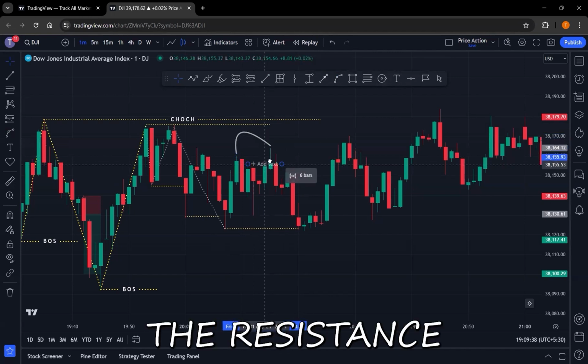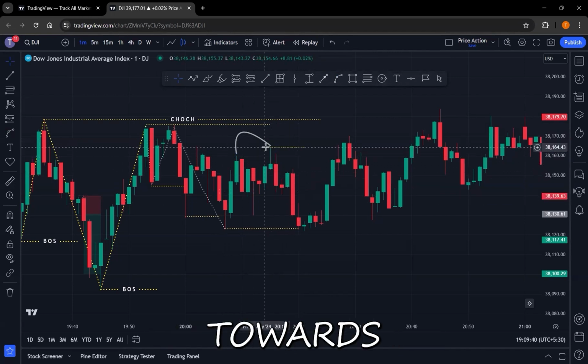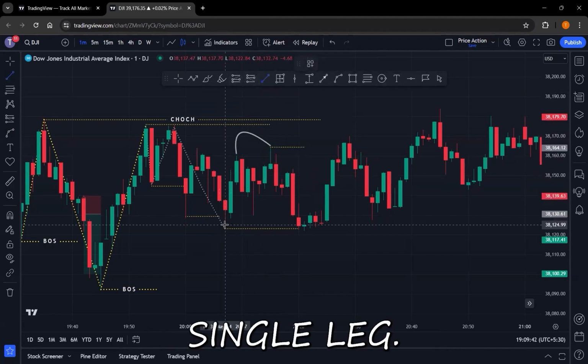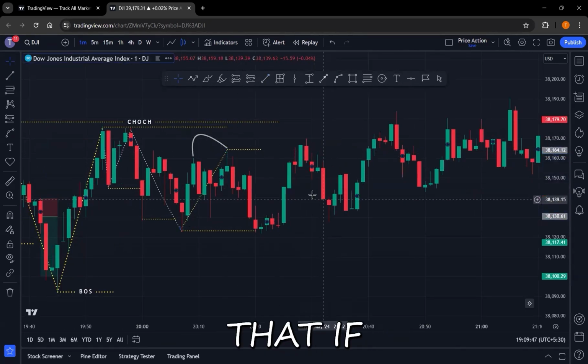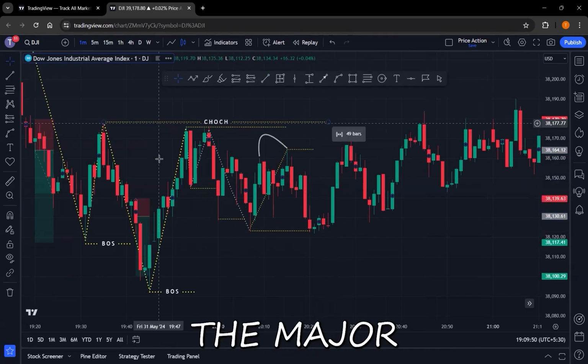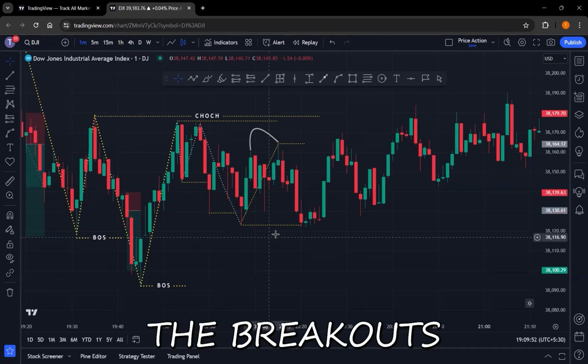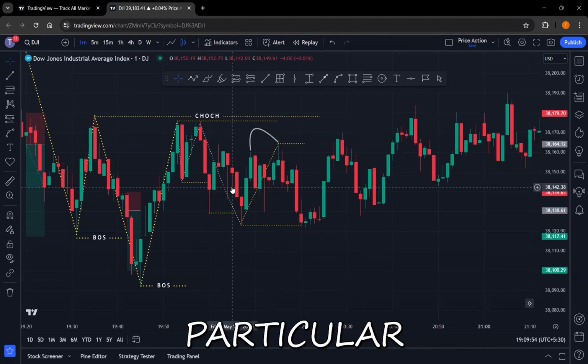We are looking that the resistance has been taken out and has been shifted towards this level. That means this will be regarded as a single leg in the market. Okay, this is your single leg in the market. So from this leg, what we have to look is if we can see any downside direction, because the major trend is towards the downside, and you can see that the breakouts are happening towards the downside. The price is trying to create lower highs and lower lows.